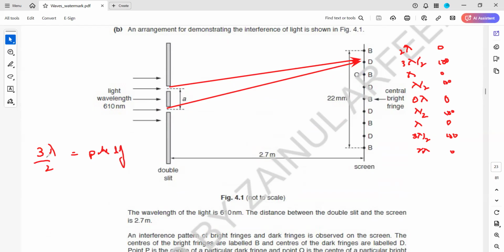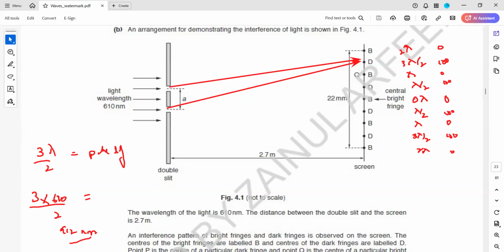So 3 wavelength by 2, so 3 into 610 nanometer. They mention calculate in nanometer, so no need to convert the unit, divided by 2. So 3 by 2 of 610 is equal to 915. So the path difference is equal to 915 nanometer.